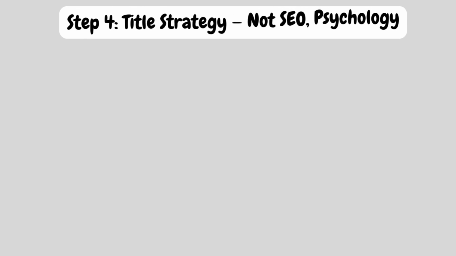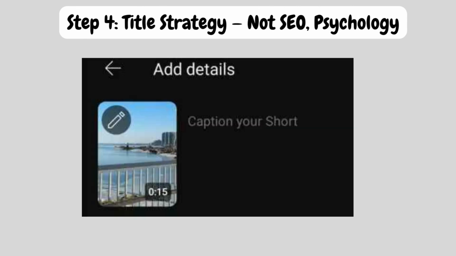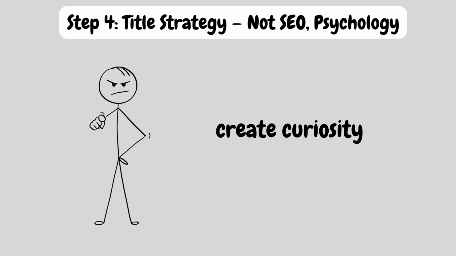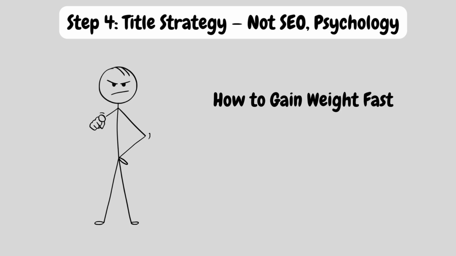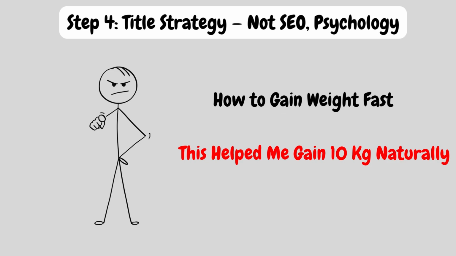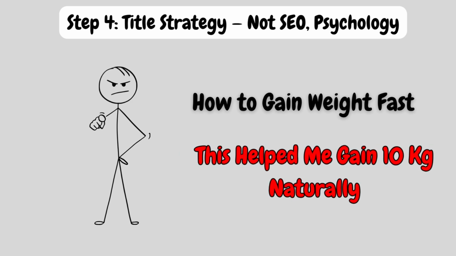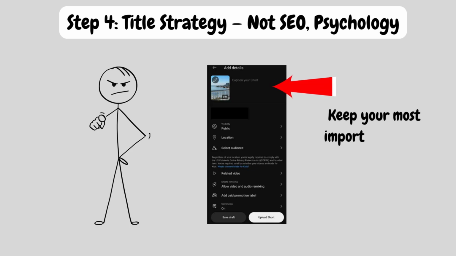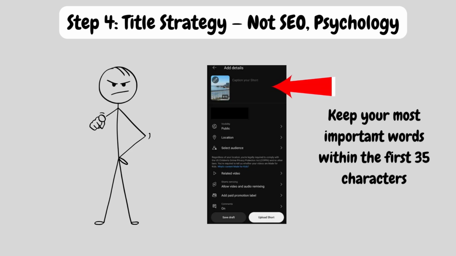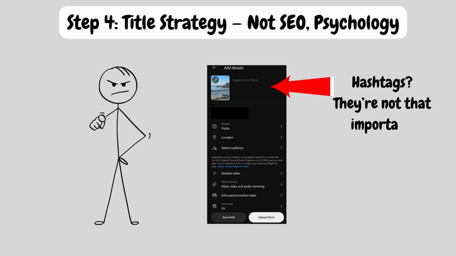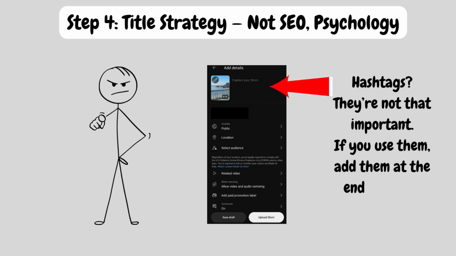Step 4. Title strategy, not SEO psychology. Please stop stuffing keywords into your short titles. In the shorts feed, nobody reads long, robotic titles. Instead, create curiosity. For example, instead of saying, how to gain weight fast, say, this helped me gain 10 kg naturally. Can you feel the difference? One is informational. The other triggers desire. Keep your most important words within the first 35 characters. Hashtags? They're not that important. If you use them, add them at the end. That's it.